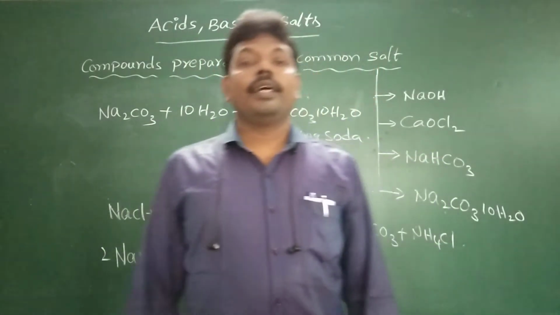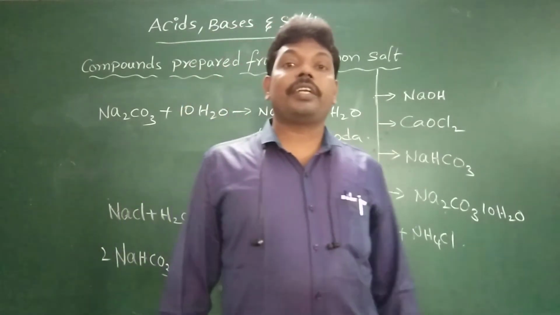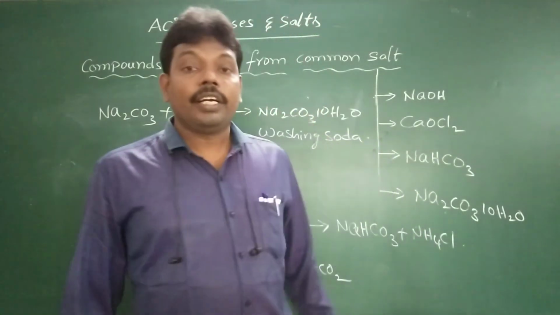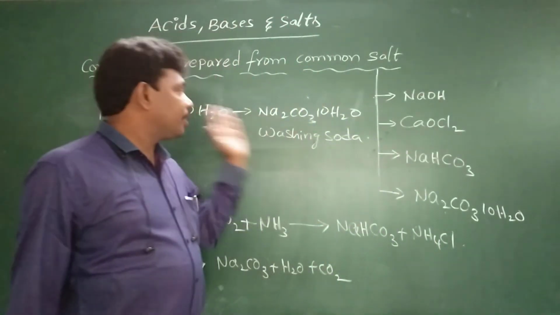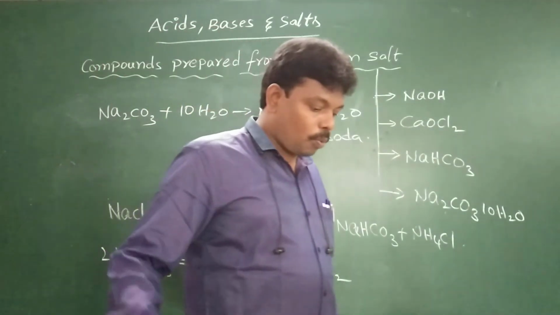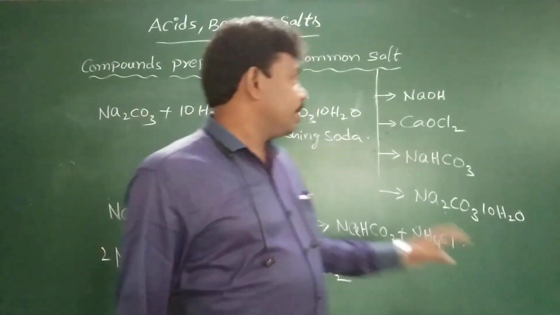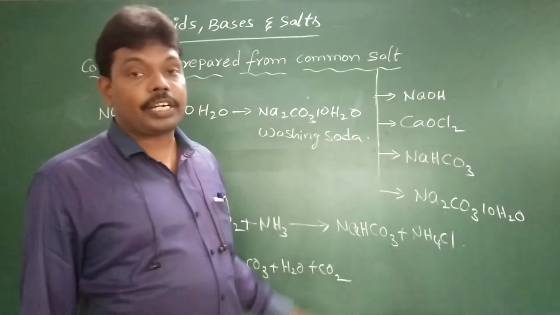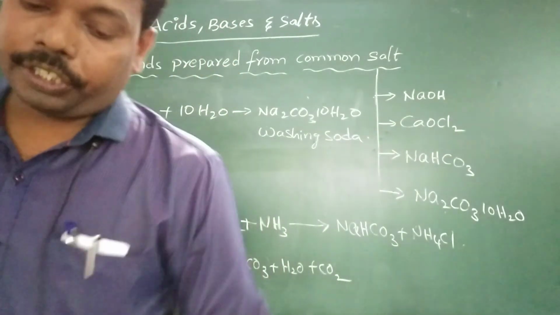Washing soda we mainly use for domestic purposes. In olden days there was no detergent, and washing soda was the best detergent. So we use it for domestic and cleaning purposes. Second, it is used to remove the permanent hardness of water. Na2CO3 is also used to prepare borax and other sodium compounds, and in the glass industry, paper industry, and some other industries. These are the uses or applications of washing soda.